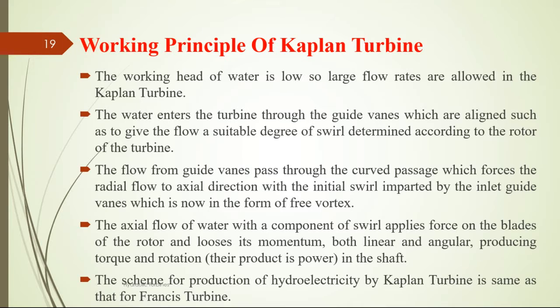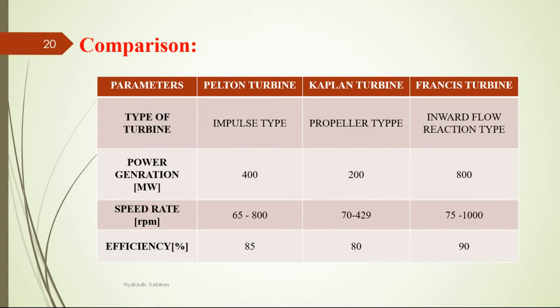The scheme for production of hydroelectricity by Kaplan turbine is the same as that of Francis turbine. This is the comparison where Pelton turbine, Kaplan turbine and Francis turbine are compared. First, if we talk about the type of turbine, then Pelton turbine is an impulse type, Kaplan turbine is a propeller type, whereas Francis turbine is an inward flow reaction type.